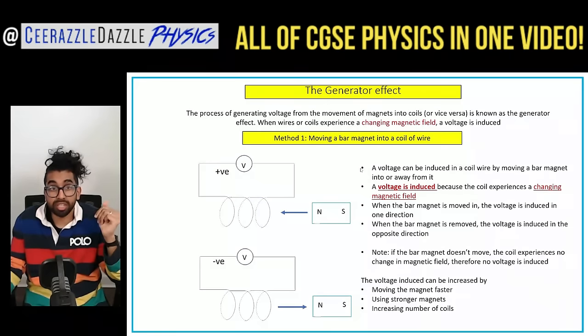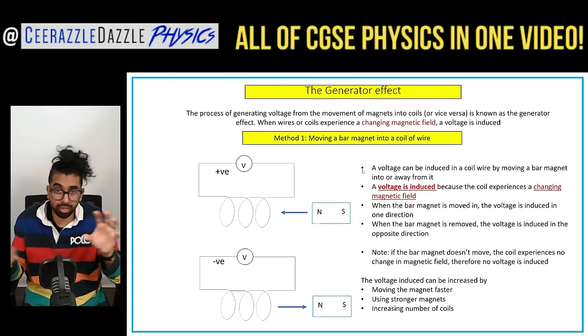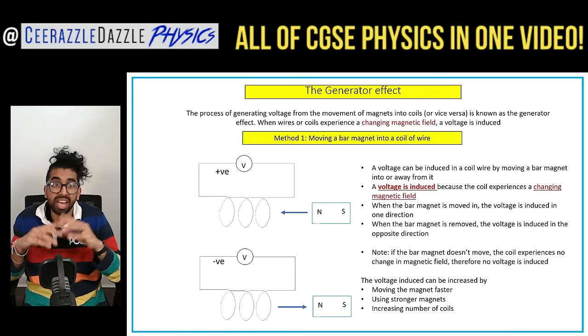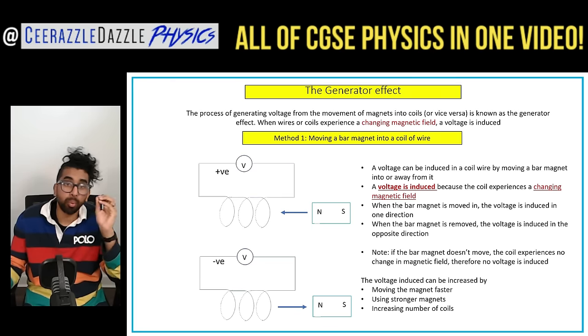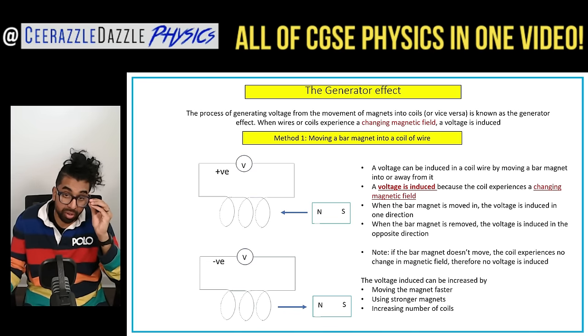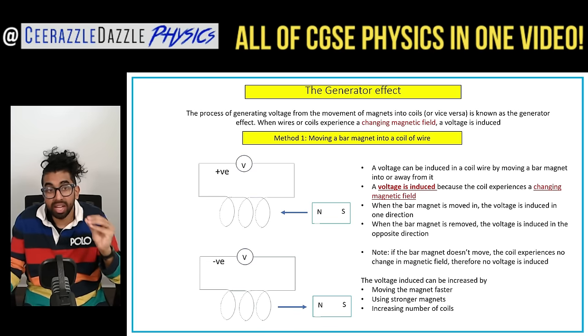The generator effect is the process of generating voltage from the movement of magnets into coils. You either move the magnet into a coil or the coil into a magnet, and this is known as the generator effect. When a wire or coil experiences a changing magnetic field, a voltage is induced. And I've got two diagrams right now. The first diagram, we've got a voltmeter and a solenoid over here, just a coil of wire.